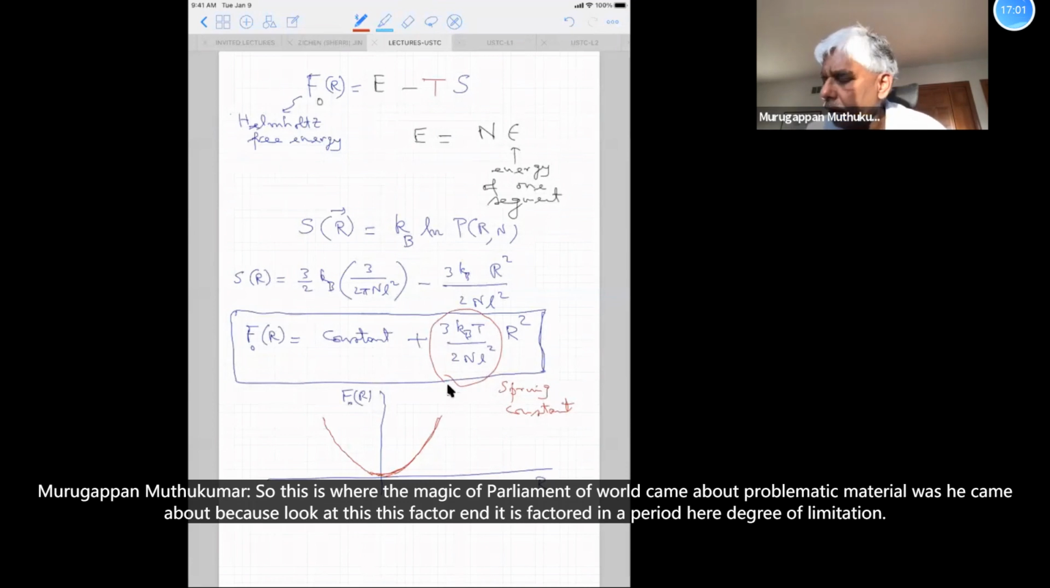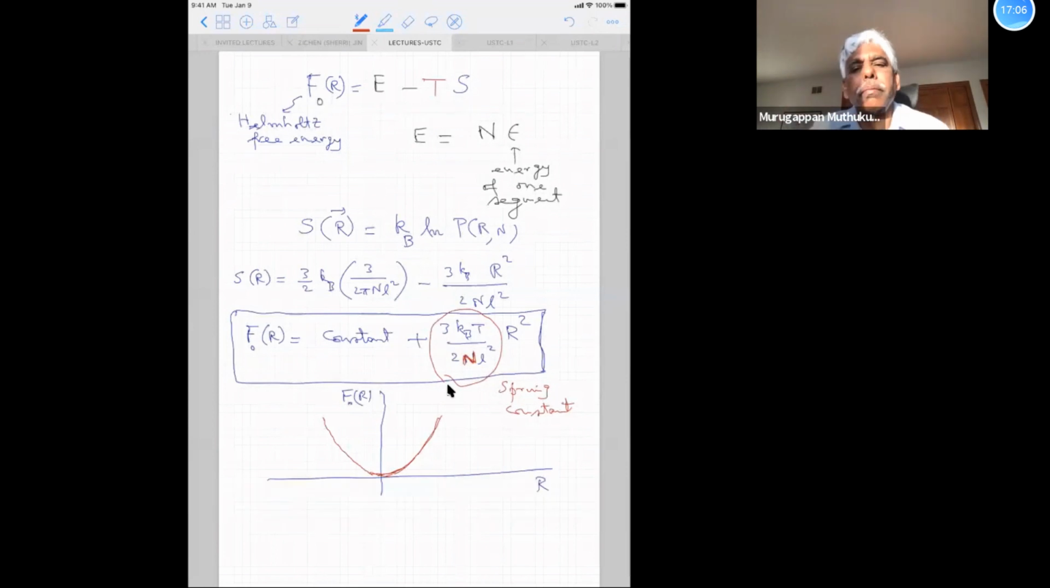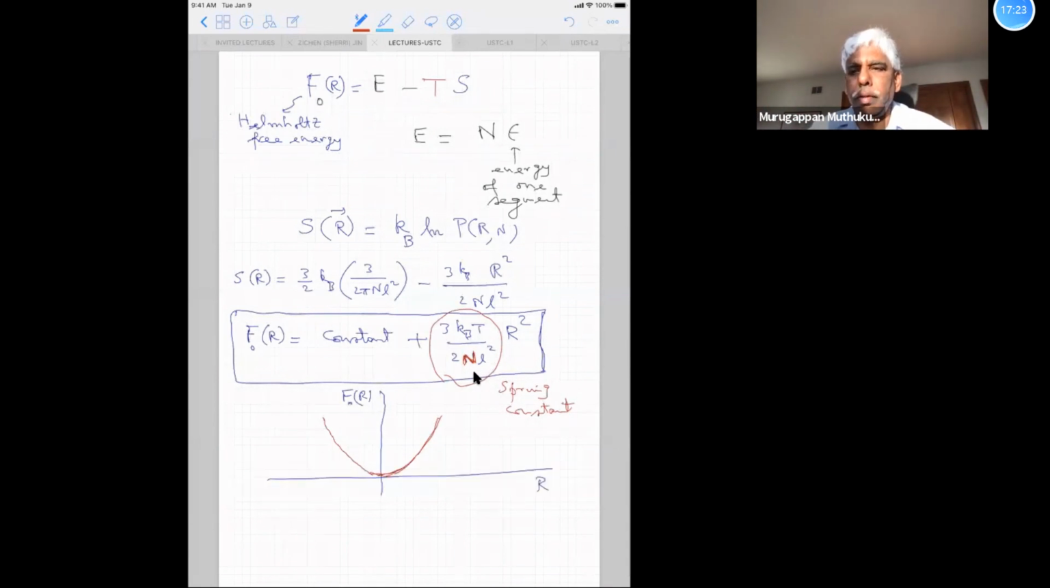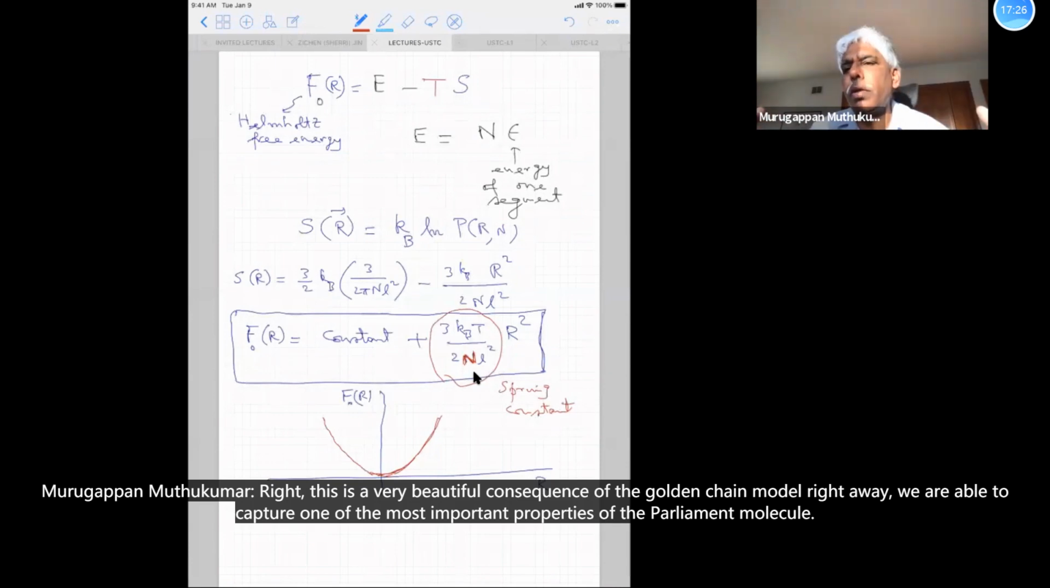Because look at this factor N appearing here, the degree of polymerization. When I increase molecular weight, the spring constant becomes smaller because the spring constant becomes 1 over N. Therefore, when I have a longer and longer polymer chain, it's easy to stretch. This is a very beautiful consequence of the Gaussian chain model. Right away, we are able to capture one of the most important properties of a polymer molecule.